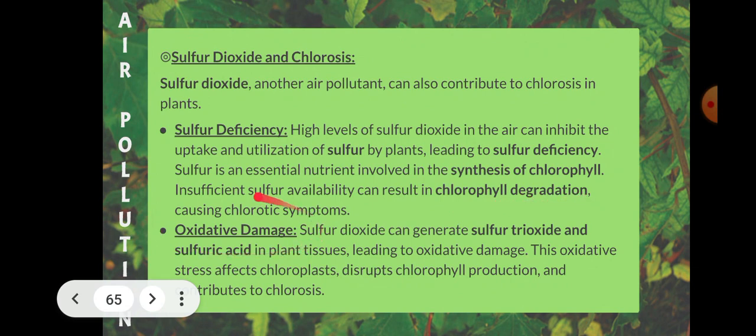The next one is oxidative damage. Sulfur dioxide can generate sulfur trioxide and sulfuric acid in plant tissues, which leads to oxidative damage. This oxidative stress affects chloroplasts and disrupts chlorophyll production and contributes to chlorosis. Now I will be talking about the additional factors which can cause chlorosis.